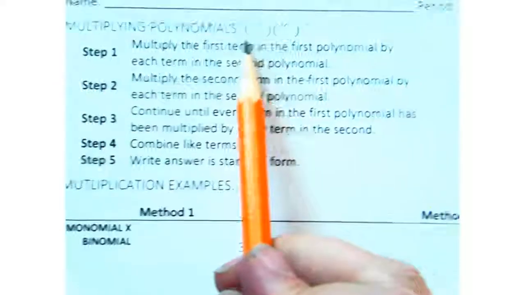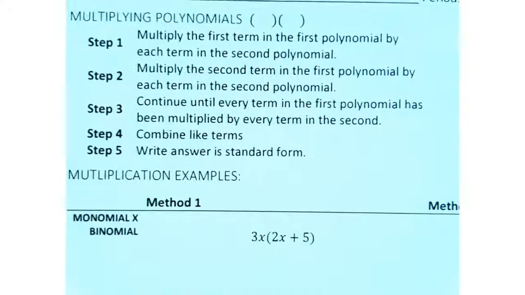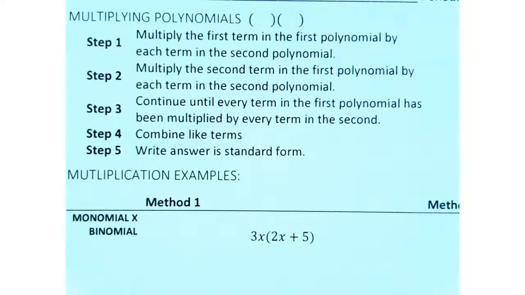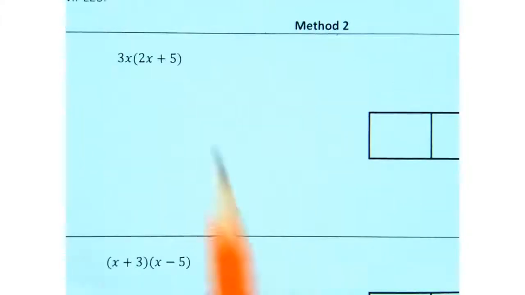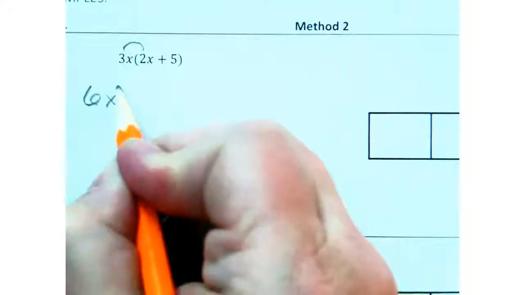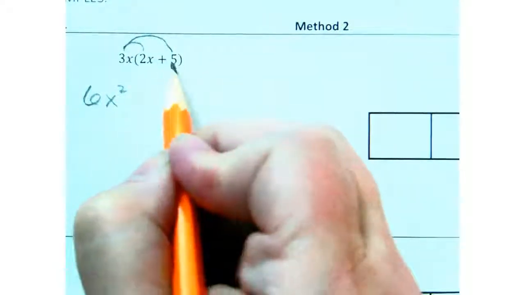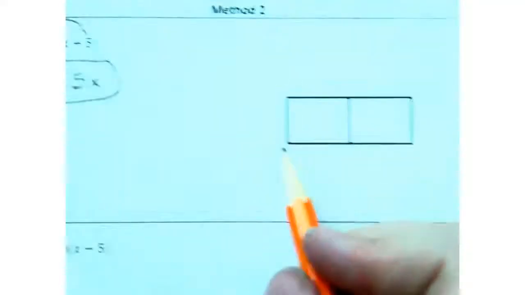Multiplying polynomials. To multiply polynomials, you need to multiply each term in the first polynomial by each term in the second. I will show you 2 methods to do this, and you can choose your favorite. In the first example, we have a monomial times a binomial. This is just distribution. 3x times 2x is 6x squared. 3x times 5 is 15x. This is the solution.